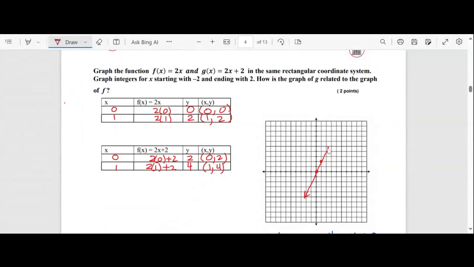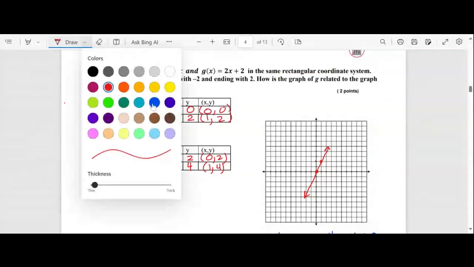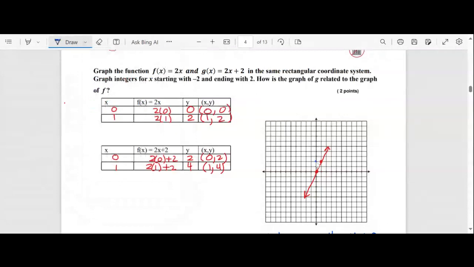That is your line. Second one is going to be 0 and 2. Let me put a different color. 0 and 2. And then 1 and 4. So this is your line now. So the two lines are what? Parallel. Is that clear?